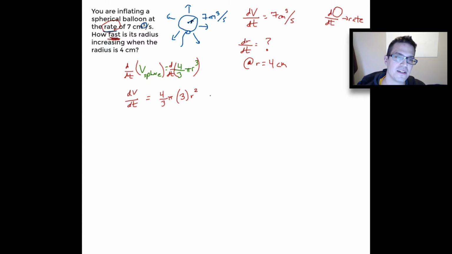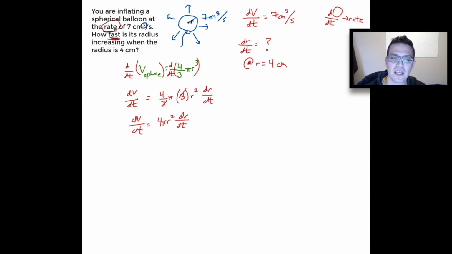Now the r and the t don't actually match. So if you remember our implicit differentiation rule, you have to multiply by whatever that variable is divided by whatever it's with respect to. So it would be dr over dt like this. I'm going to simplify this expression a little bit with this 3 over 3. That's going to basically cancel out, and you're left with 4 pi r squared.